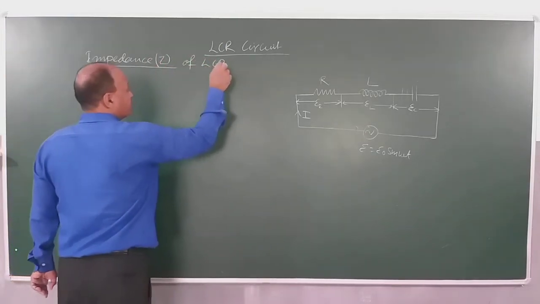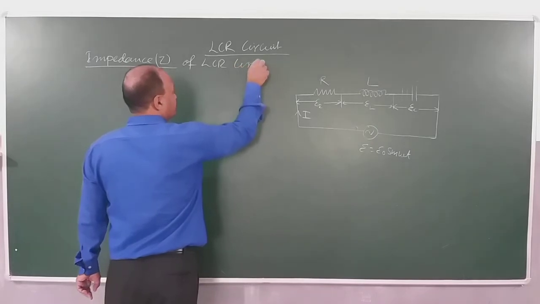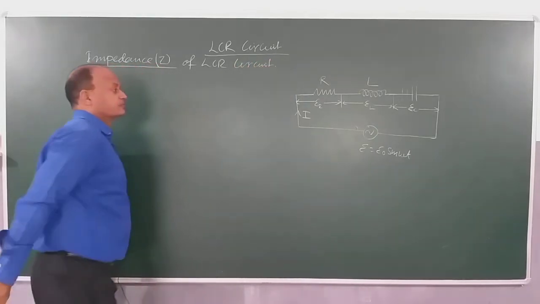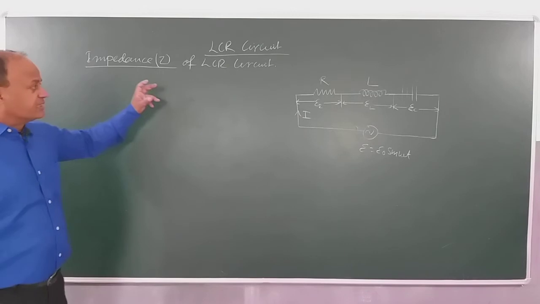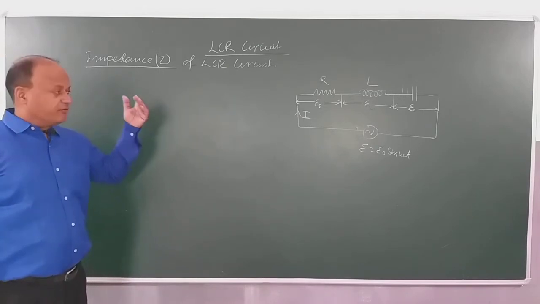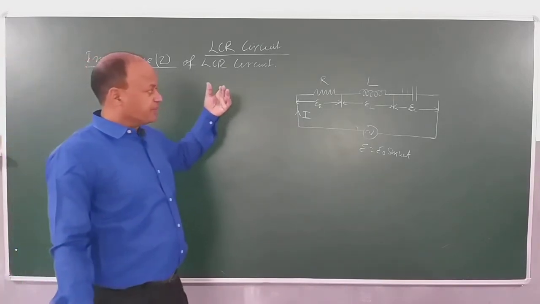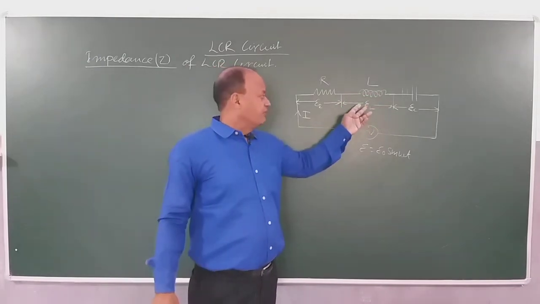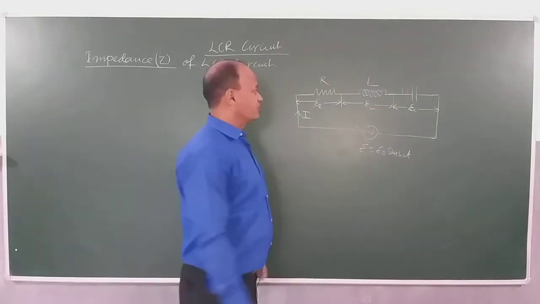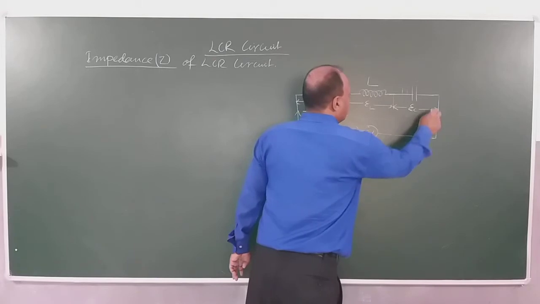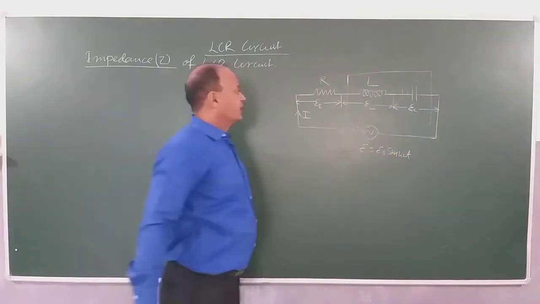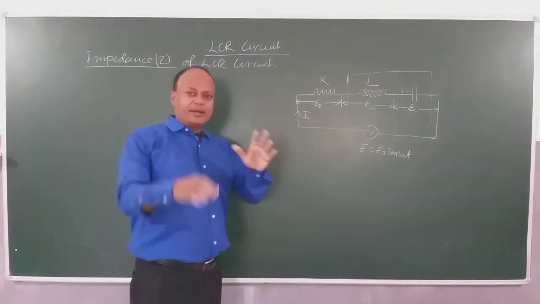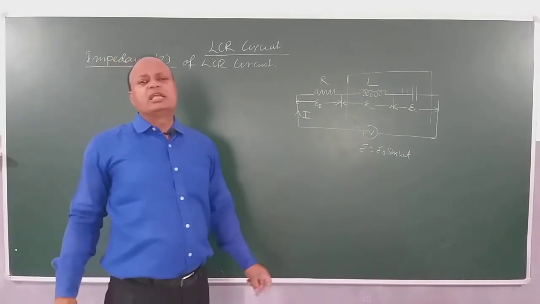Impedance of LCR circuit. What is the impedance? Like I said, we have a capacitor which has capacitive reactance, and we have an inductor which has inductive reactance. So these parts have their own reactance, and this part is offering a resistance. The combined effect of reactance and resistance is called impedance.